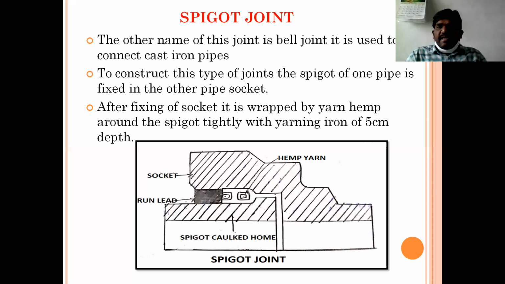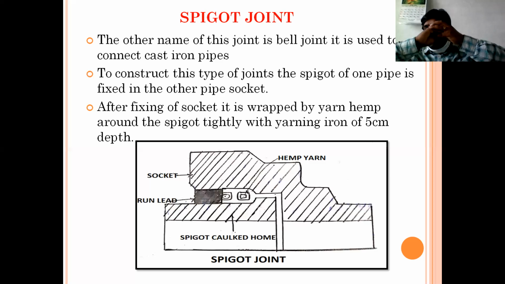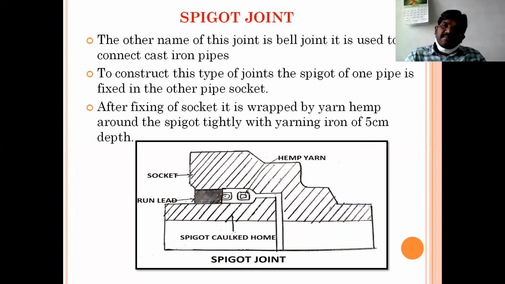For this type of joint, the spigot of one pipe is fixed in the other pipe's socket. See in the diagram. After fixing into the socket, it is wrapped with yarn hem, a material used to avoid leakages. And of course, that should be up to 5 centimeters depth in the socket.